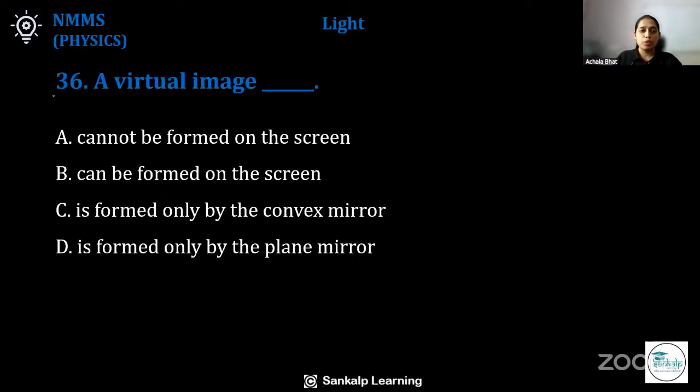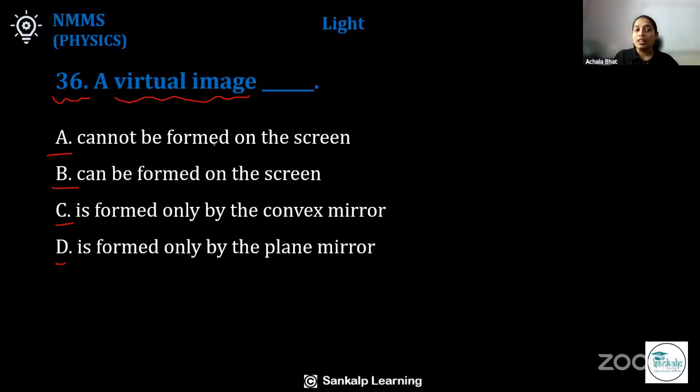Let us see question number 36 of NMMS Physics chapter Light. A virtual image dash. A, cannot be formed on the screen. B, can be formed on the screen. C, formed only by the convex mirror. D, is formed only by the plane mirror. Which one is correct? Virtual image.